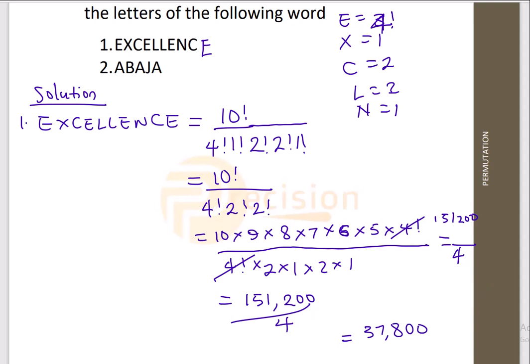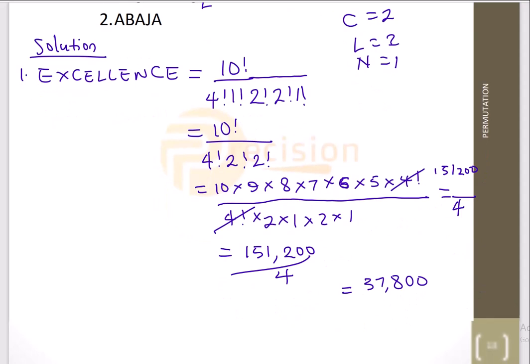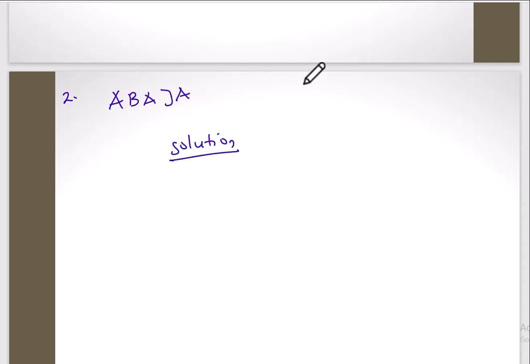So we have the second one that says Abaja. Okay, let's do Abaja here. So, solution. In our rough, quickly, let's take the letter. So we have letter A, and A is 1, 2, 3. So we have 3. And left letter B. B is just 1. I have J. Letter J is just 1.